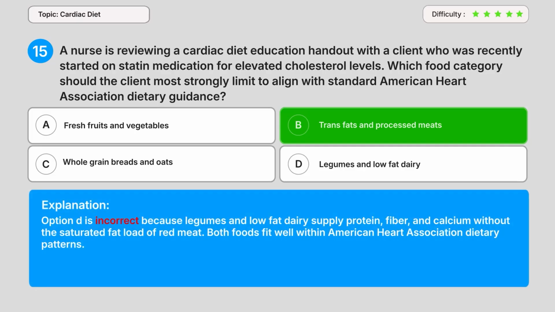Option D is incorrect because legumes and low-fat dairy supply protein, fibre, and calcium without the saturated fat load of red meat. Both foods fit well within American Heart Association dietary patterns.